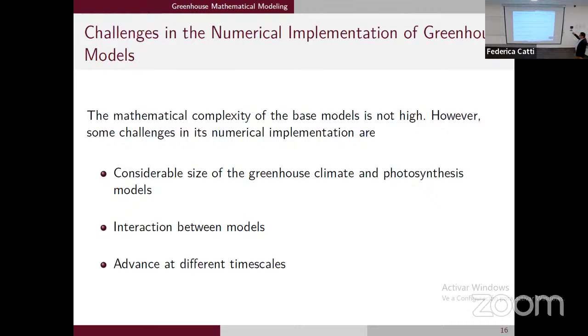The mathematical complexity of the base model is not high. However, some challenges in the numerical implementation of this model are, first, the considerable scale of the greenhouse climate and photosynthesis model. Second, there is an interaction between models, that is, state variables of the climate model and the photosynthesis model are inputs of the growth model. And third, they advance at different time scales. The growth model advances or is solved daily, and the photosynthesis model and climate model are solved in minutes.